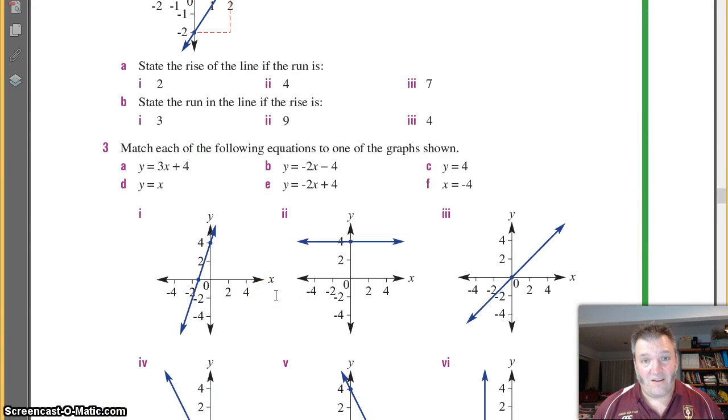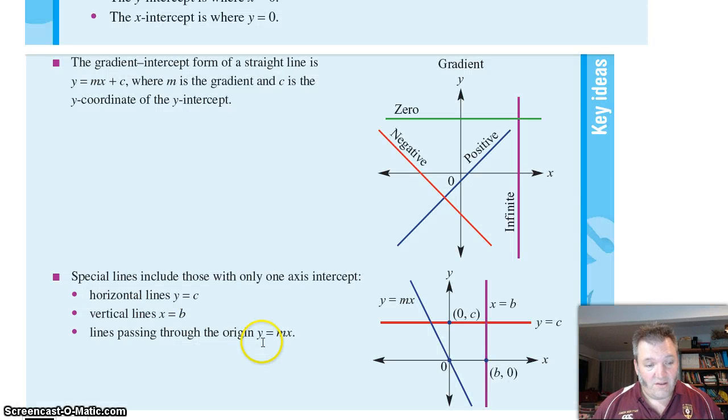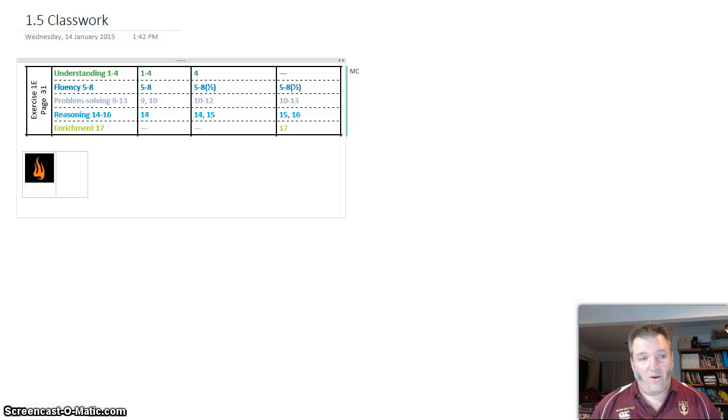So you're ready to get stuck into the exercise. There's no hot maths for this exercise, so just get stuck straight into the classwork. You've got your little list here of which questions to do. And don't forget, you can also use your homework time tonight just to catch up on those other questions that you haven't finished yet. All right, good luck. Cheers.